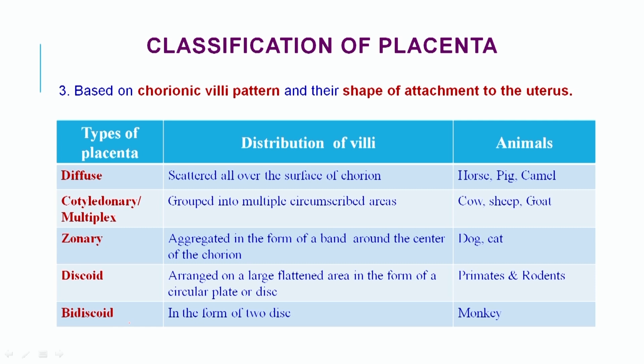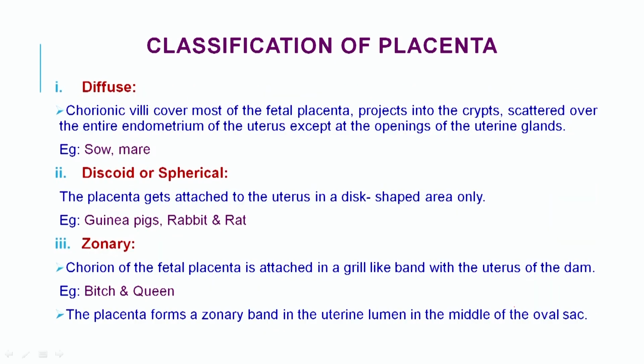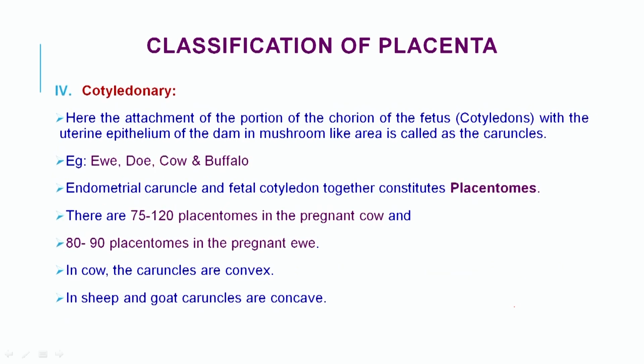Quaternary type or multiplex placenta: the villi are grouped into multiple circumscribed areas, and it is found in the cow, sheep and goat. Zonary type is found in the dog and cat, meaning the villi are attached in a zone-like area. Discoid means it is arranged on a large flattened area in the form of a circular plate or disc. It is found in primates and rodents, and bidiscoid is found in the monkey. So this is again the elaboration of the types of placenta.